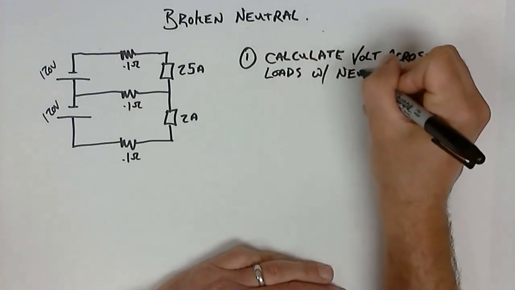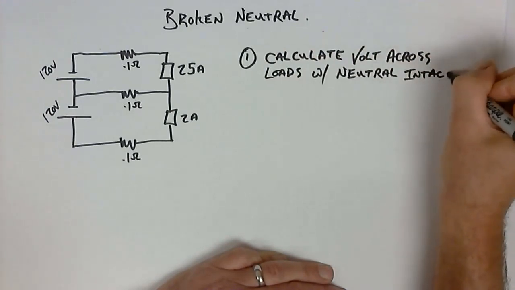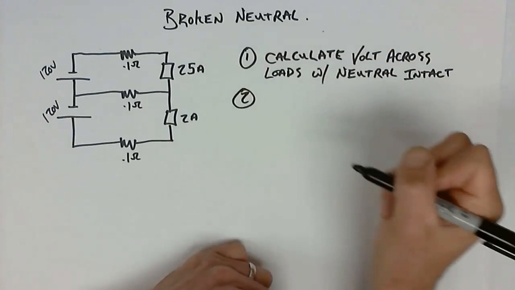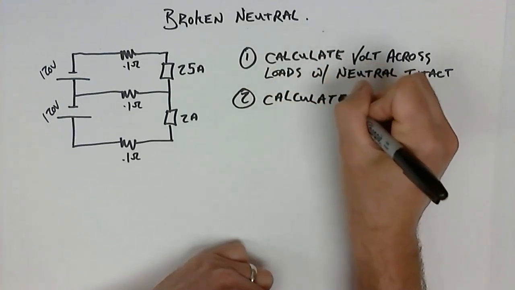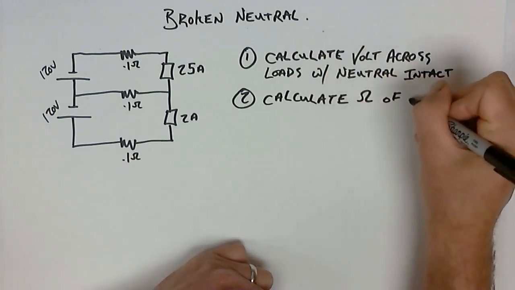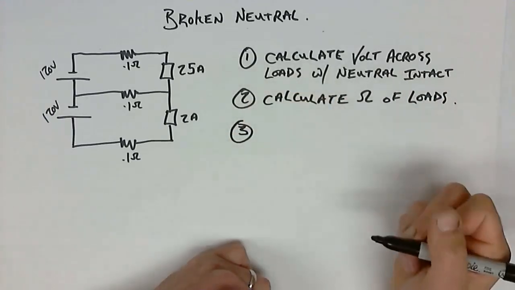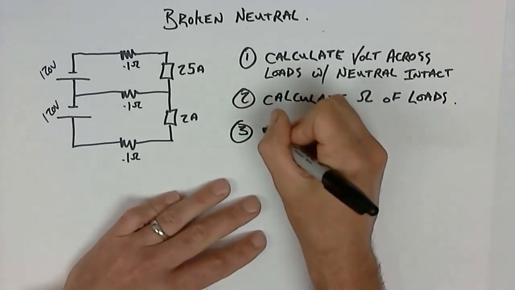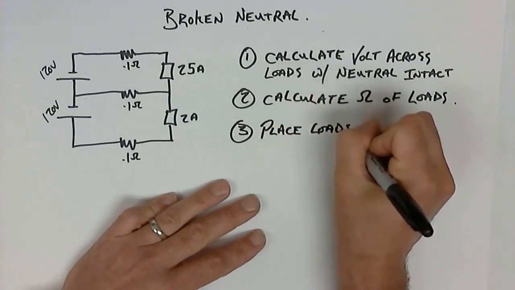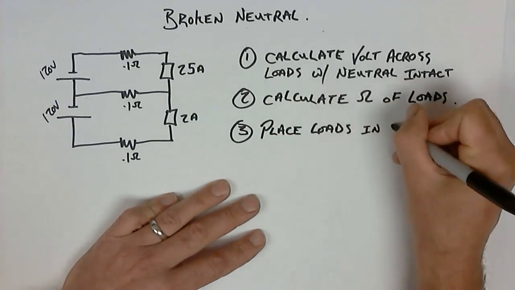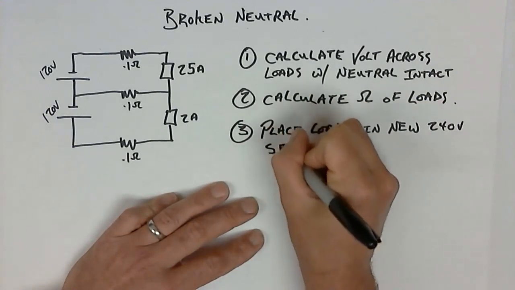So we'll say neutral intact. Second step will be to calculate the resistance of the loads. And the third step will be to place loads in new 240 volt series circuit.